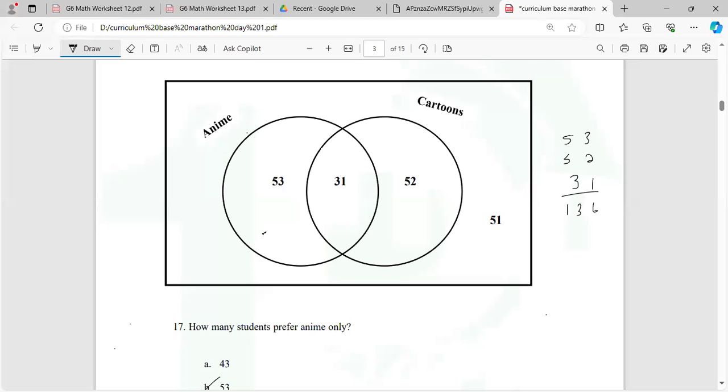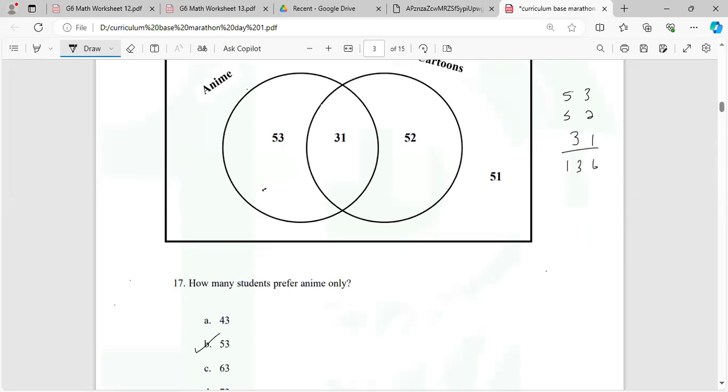Somebody who got A want to explain? Sir, I got A. Reason being, I added anime and cartoons. Then I added the one in the middle since they also like both of them. And I also added the one outside, which means they don't like any one of them, but it still means that they're in the classroom.